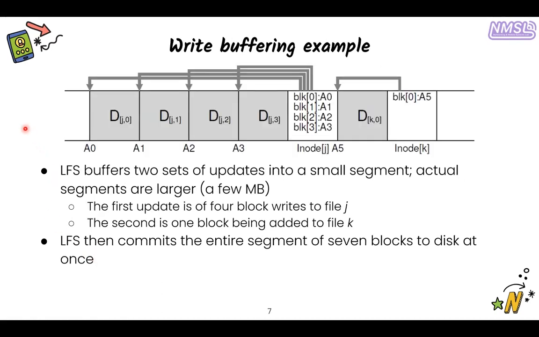So here's an example. Now, let's say we have two sets of updates. The first would be 4 blocks, right? These are basically file J, so we have an inode for this. For the block 0, it's in A0. So these are 4 blocks plus an inode. Now the second one just has 1 block, which is okay. This is for file K. So we have 7 blocks, which form a segment, and we just write it at once.